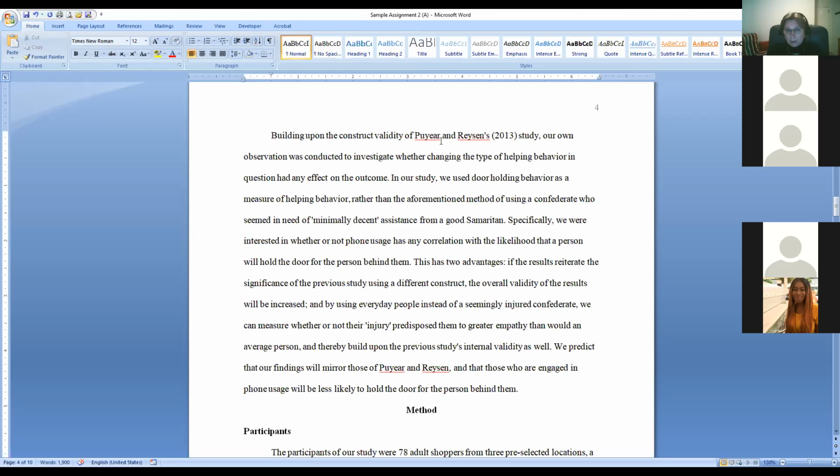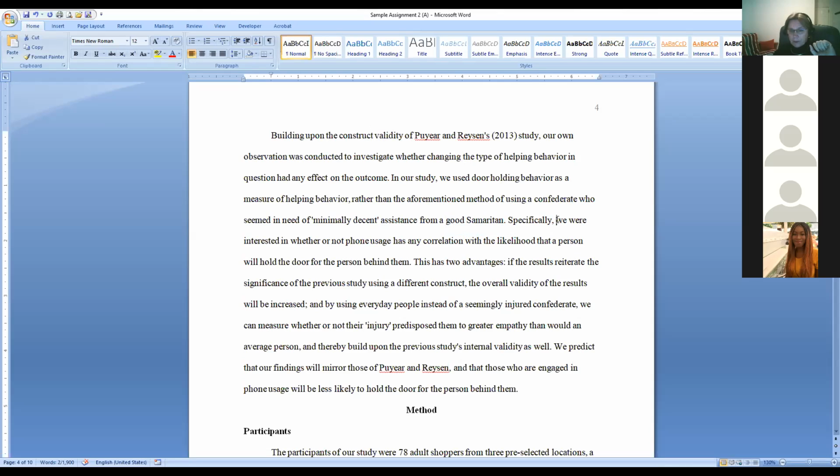Note that they are saying that they are building on Perrin and Rosen because they use this article. There was a different type of helping behavior, but it's connected, right? And they're using things like a Good Samaritan and so on. And here is the claim, right? Remember, you have to have a claim in your last paragraph of the introduction. We are interested in whether or not phone usage has any correlation with the likelihood that a person will hold the door for the person behind them. So they're looking at the effects of using a cell phone on people's door holding behavior.